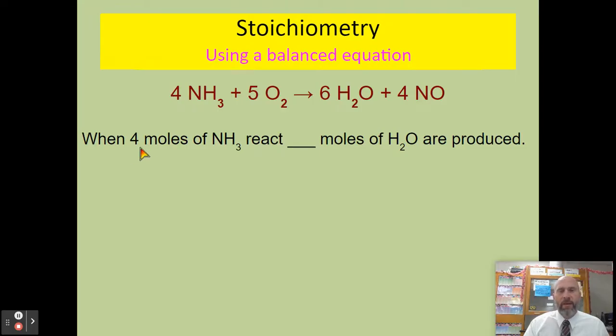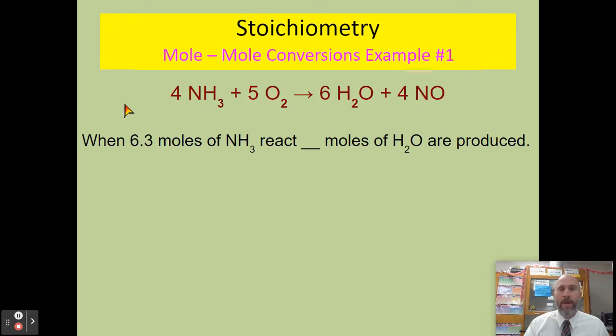So look at this. If we have 4 moles of ammonia, they react and they produce how many moles of water? Okay, so if you have 4 moles of ammonia and they react with the oxygen here, how many moles of water are produced? Yeah, 6 would be this. Because look, it's just a ratio. So for every 4 molecules of ammonia, you're going to end up with 6 molecules of water. Now, this is where it gets a little bit more complicated.